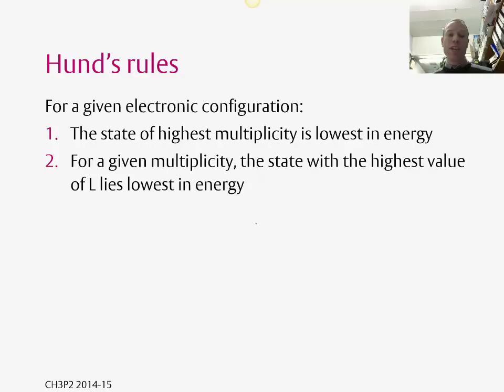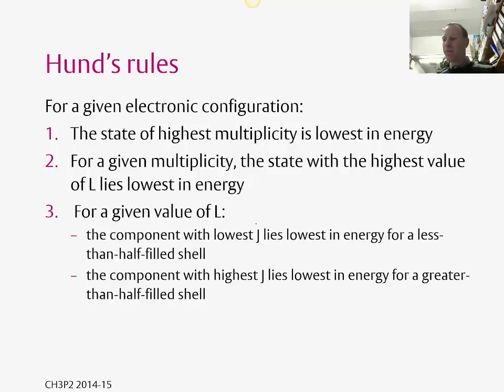If we have states within states of a given multiplicity, the state with the highest value of L lies lowest in energy. So if we have a triplet P and a triplet S, the P state has an L of 1, whereas the S state has an L of 0, so the triplet P will be lower in energy than the triplet S.